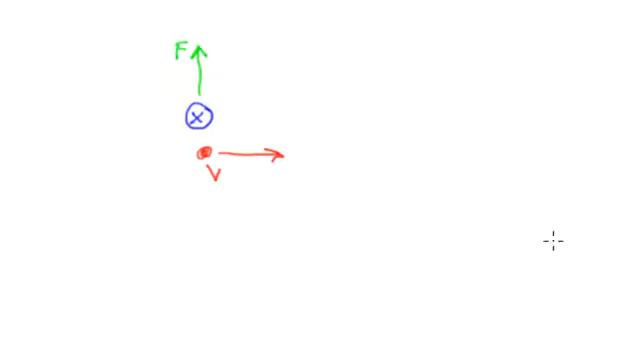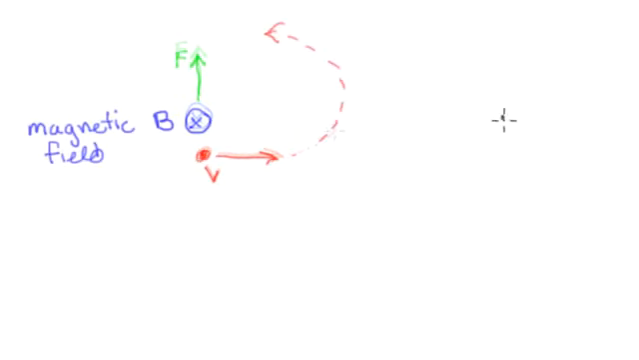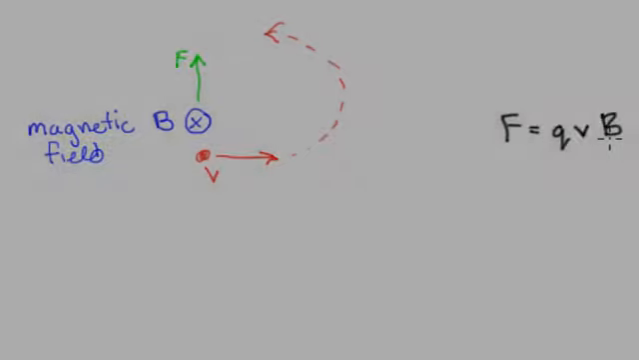So that force will act to bend or push the trajectory of the particle as it moves. So it kind of goes around in a curve, and it'll actually go around in a kind of a circle. Here I'm labeling the field, and the force, the charge Q times the speed times the magnetic field B.